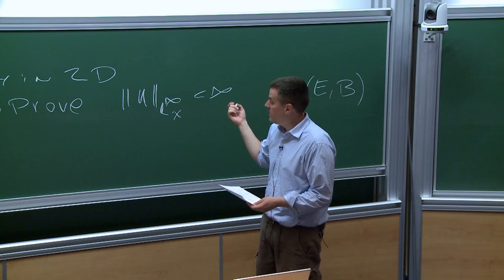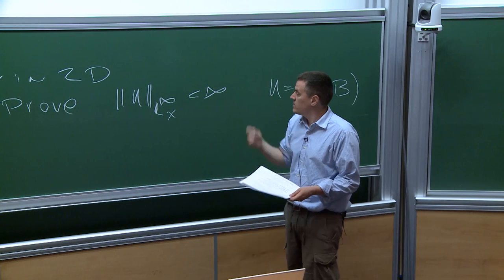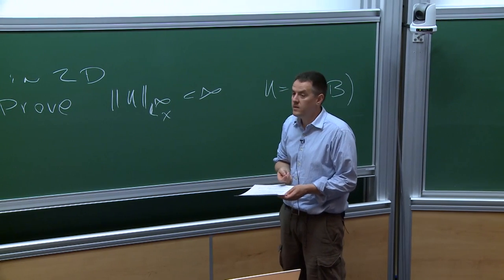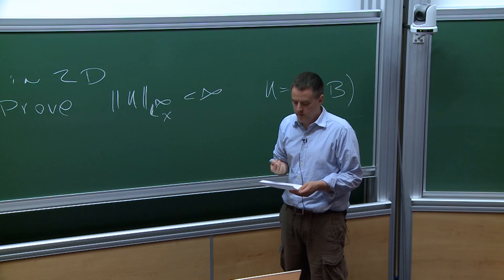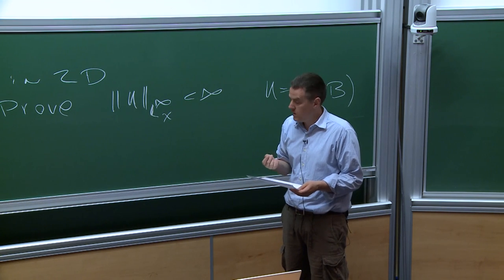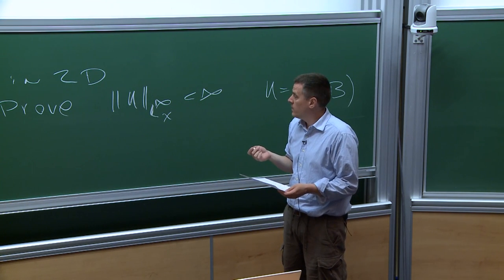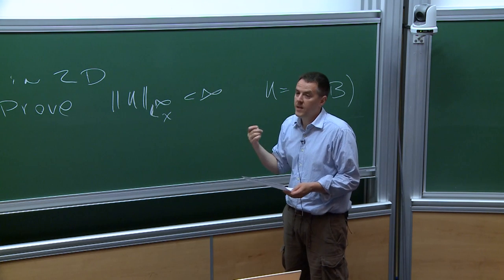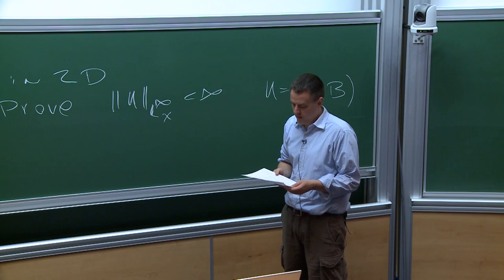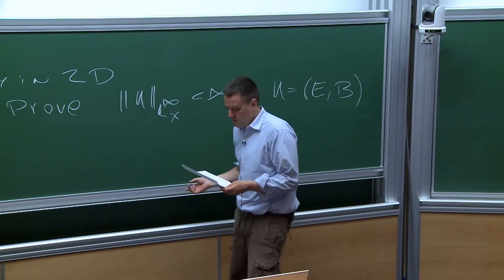And then you have a solution that can be continued slightly beyond that time. It turns out in 2D and also in 2.5D, you can just prove that K is in L infinity. And this is a fact that you can prove if you work hard. In 3D, you can't prove this. You have to actually really use the integral of K along characteristics. We'll talk about that later.